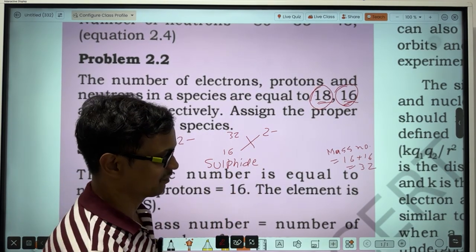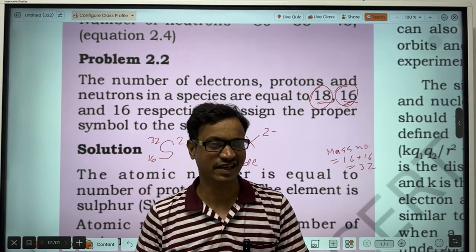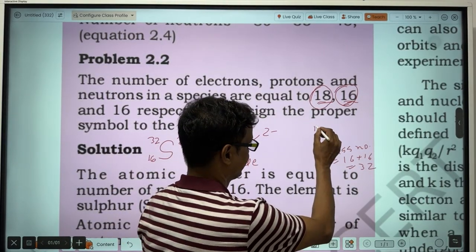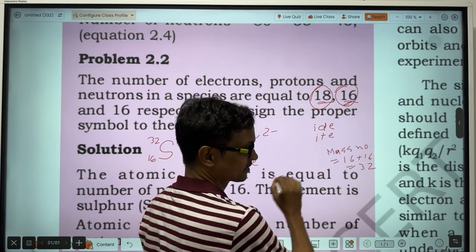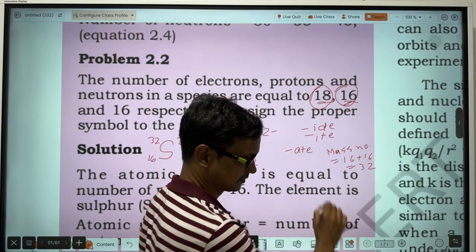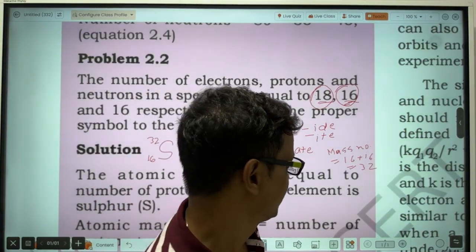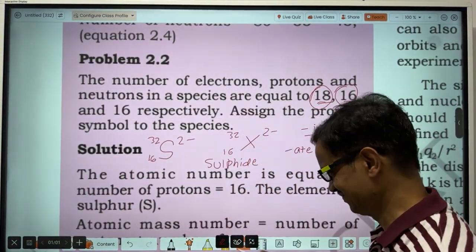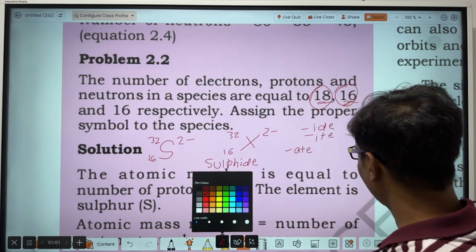Guys, a number of students face difficulty where sometimes there is written "ide," sometimes written "ite," and sometimes written "ate." So they face difficulty: what to write in the name of the compound?